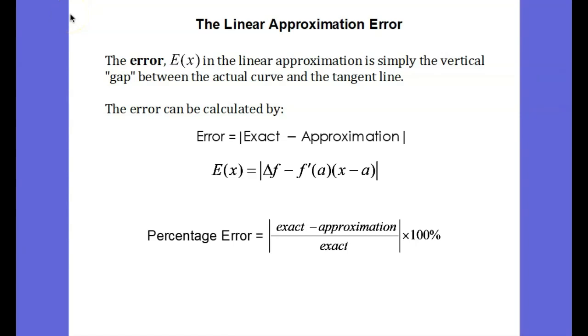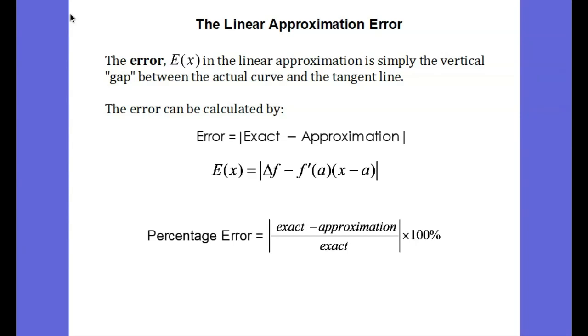Now let's talk about the error or deviation for a linear approximation. When we talk about the error, we're not talking about a mistake. We're just simply talking about the difference between the actual value and the predicted value. So the error, which we'll call E of x, in the linear approximation is simply the vertical gap between the actual curve and the tangent line. In a moment, we'll take a look at a picture in Example 1 that will illustrate this.